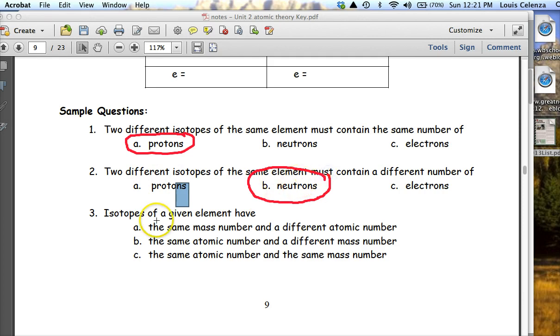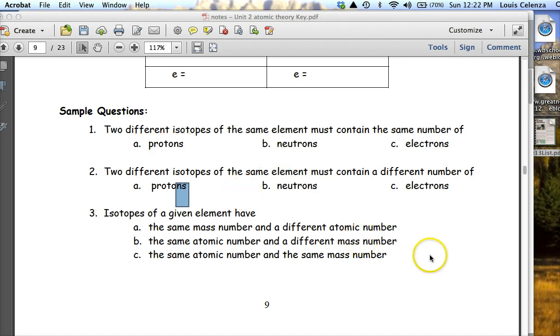Now, number 3 is a question that I call a vocabulary question. It's a definition question, but it's not in the form of a definition question, but they're really asking you for the definition of isotope. So if you look at the top of the page that we just started, isotopes of a given element have the same atomic number and a different mass number. And that's how you do these questions.